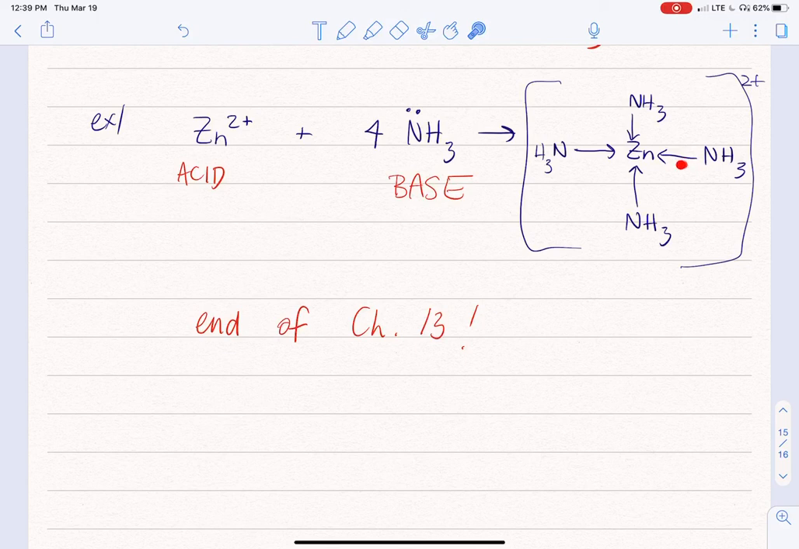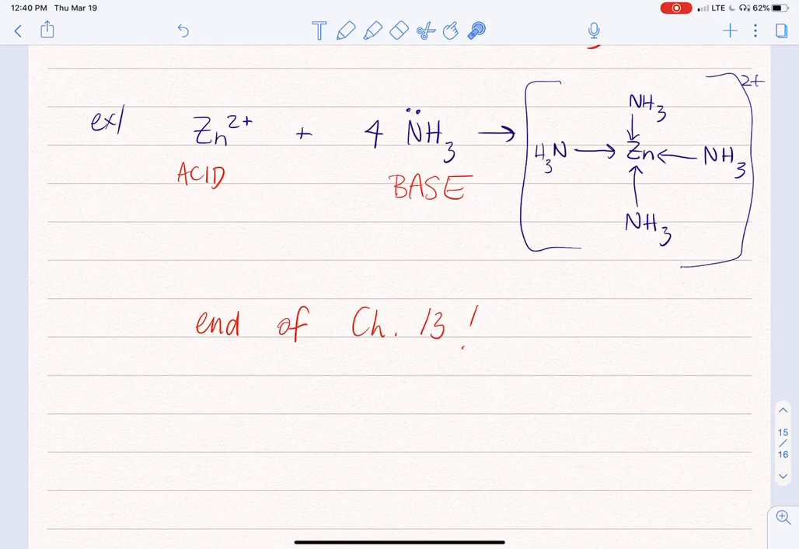And these arrows represent coordinate covalent bonds where both of the electrons in the bond are coming from the nitrogen. So we can see these covalent bonds forming. And it has a charge on it from the charge on zinc. So in this example, nitrogen is donating its electron pair to zinc 4 times because this is happening with 4 ammonia molecules. So the NH3 is functioning as the base, and the zinc 2 plus is functioning as the Lewis acid.